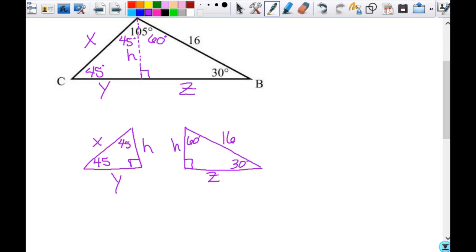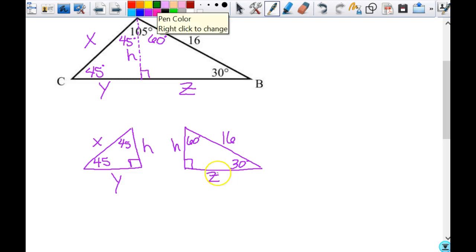All right, so I have two triangles here. Does it matter which one I start with? So I can start with this one over here? I only got variables, right? Like I can set some stuff up, but it's not going to get me anywhere. But I have a number over here. Like this will get me something. So I'm going to start with this one.